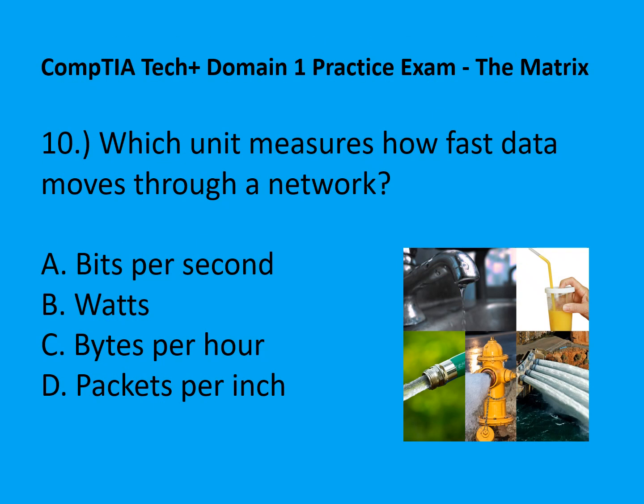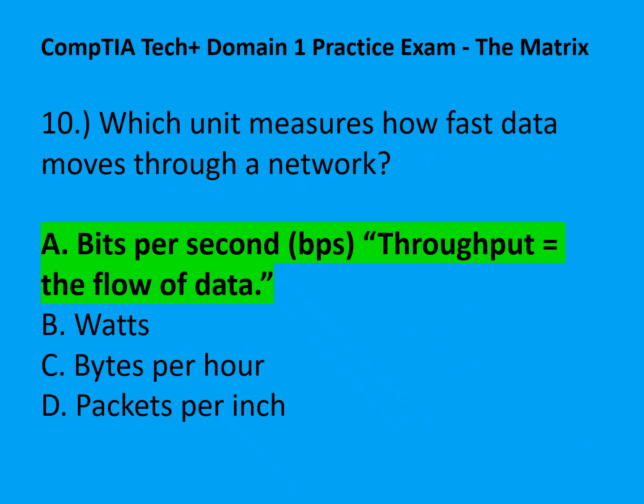Question 10. Which unit measures how fast data moves through a network? A. Bits per second. B. Watts. C. Bytes per second. D. Packets per inch. The correct answer is A. Bits per second. Throughput is the water pipe of the matrix. Bits per second tells you how fast the flow is.